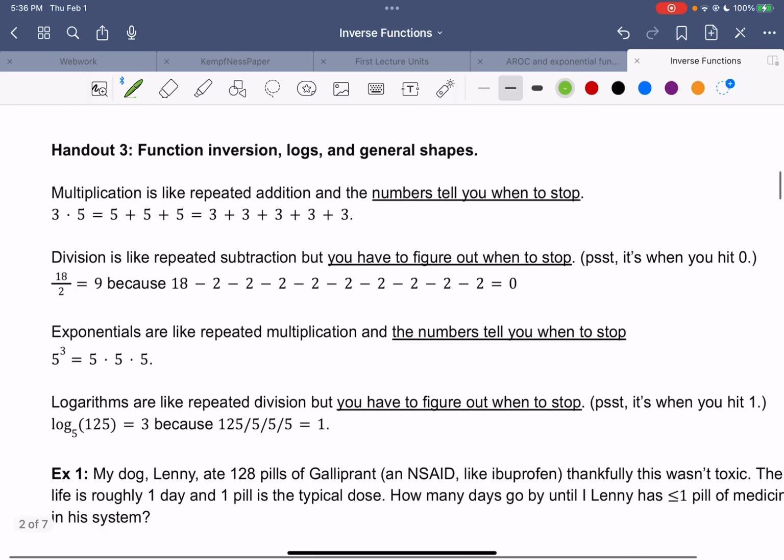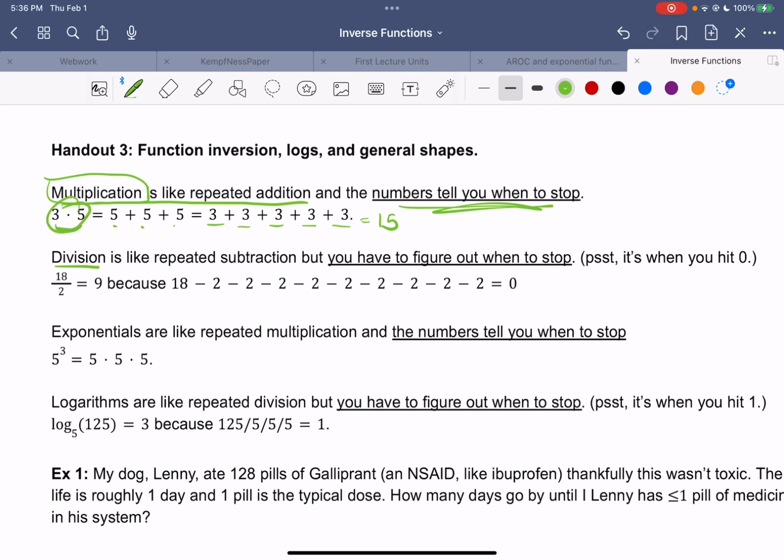By the way, I don't know if you've ever been taught that multiplication is repeated addition. This is true so long as you have integers. The reason multiplication is easier than division is because the numbers tell you when to stop. If I do 3 times 5, you can either do 3 fives or 5 threes, but you just add them up, and either way you get 15, and that's the answer. These numbers tell you exactly what to do. Division's harder.